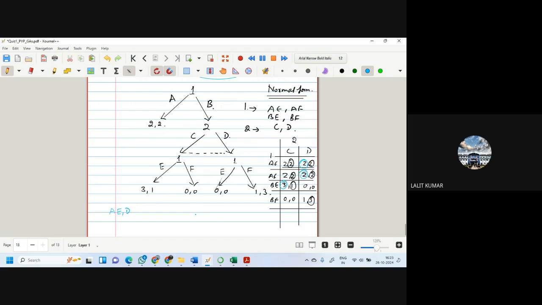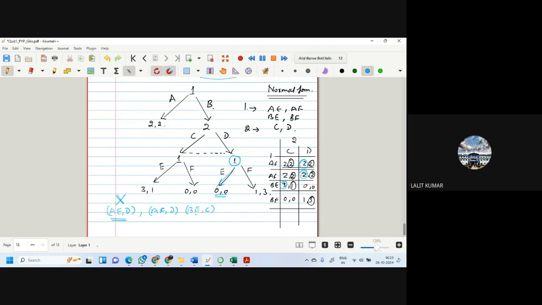AED, AFD, and BEC. Now you have to check them one by one. First check AED. A is coming from ED. Now tell me, here player one is there. Will he play E with 0? No, he won't. So this is not a Nash equilibrium.